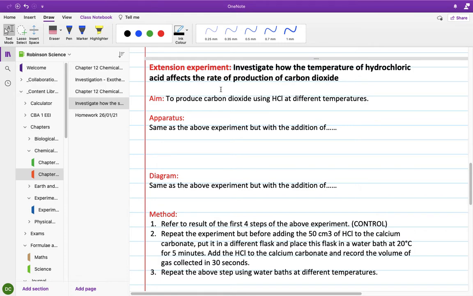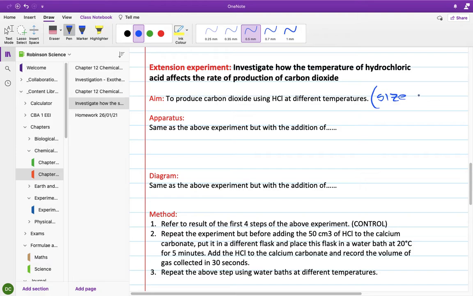So it's the same experiment. We're still going to produce carbon dioxide, so we're still going to mix together calcium carbonate and hydrochloric acid, and we're going to produce the carbon dioxide in the inverted gas jar, and we're going to time it for 30 seconds. But this time we're going to use the same calcium carbonate every time, so we're not going to change the size of the chips. We're going to keep them the exact same size. It doesn't really matter whether you go with the big ones or the middle ones or the powder, but it has to be the same. That's going to be really important.